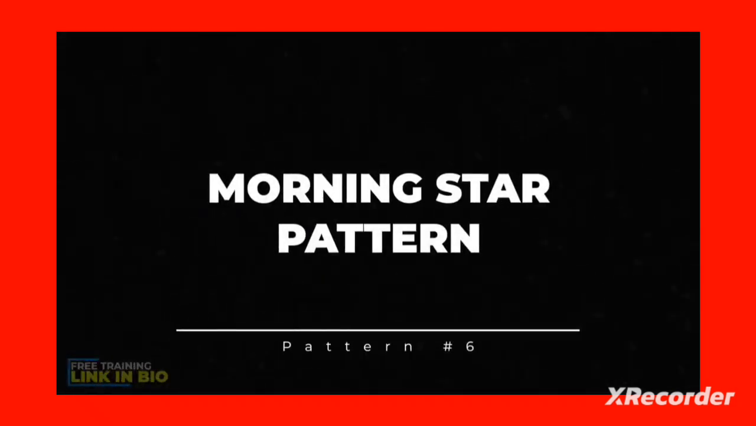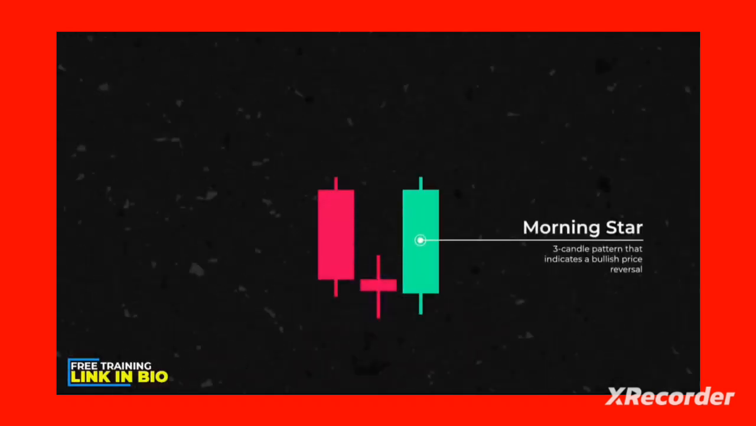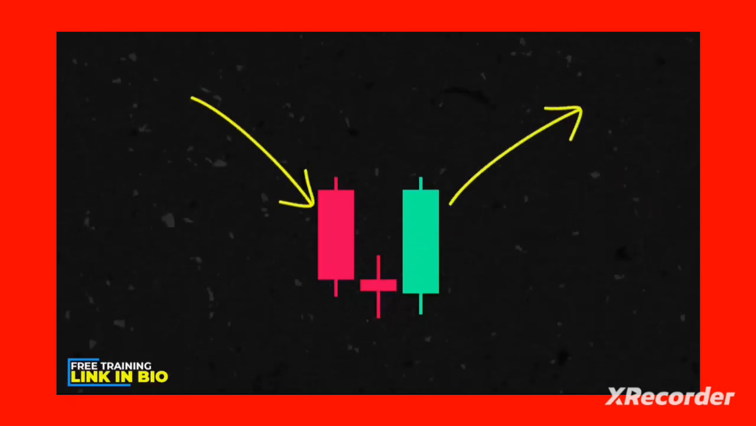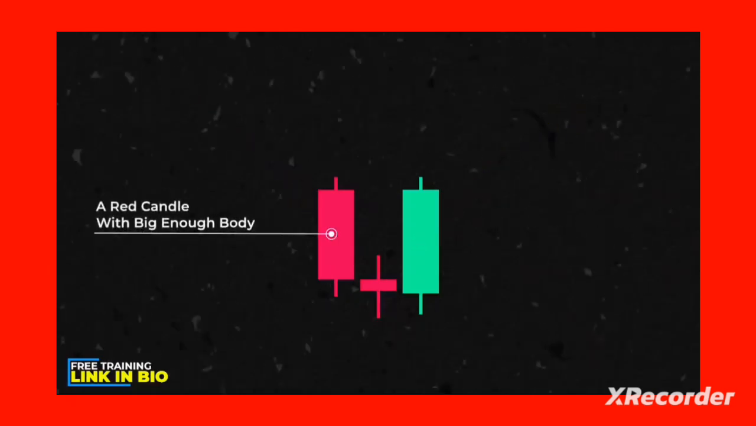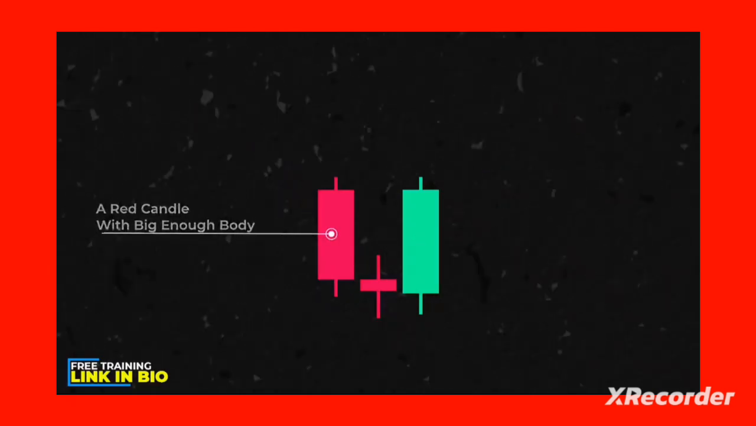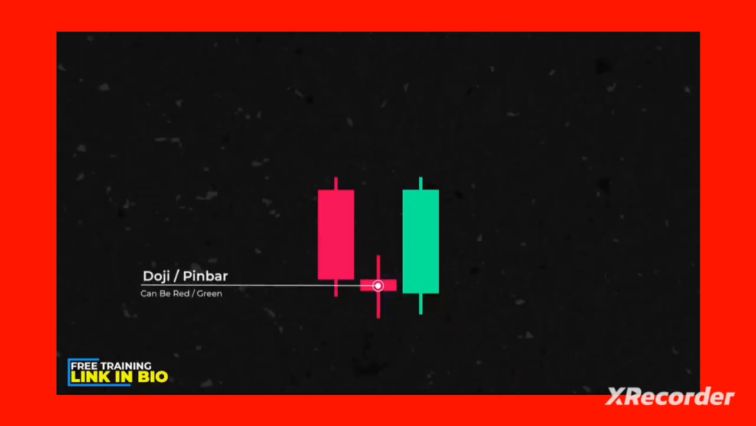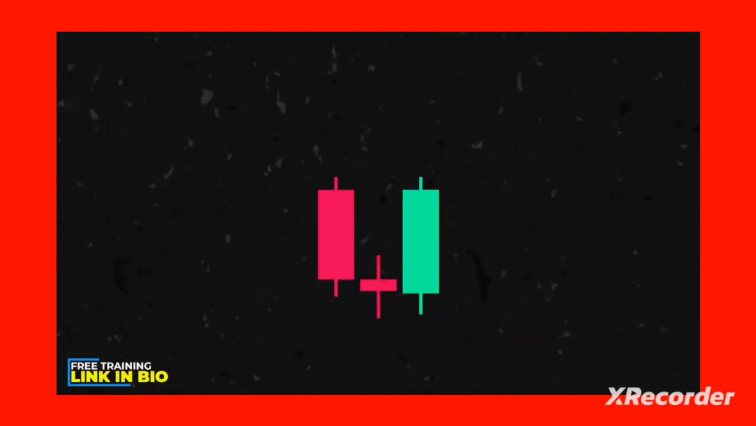Advanced patterns. Pattern number 6. Morning Star Pattern. The Morning Star pattern is a 3-candle pattern that indicates a bullish price reversal. The first candle is a strong red candle with a big enough body. The second candle is a doji or pin bar candle with a small body and large wicks. The doji or the pin bar can be red or green.